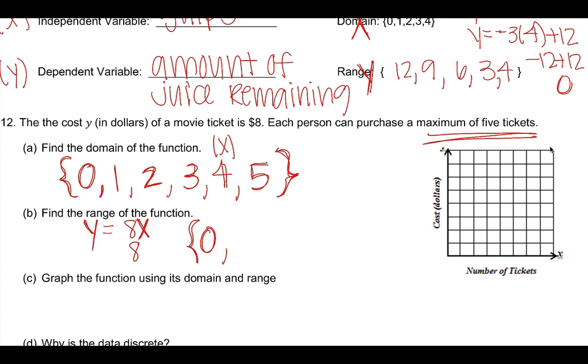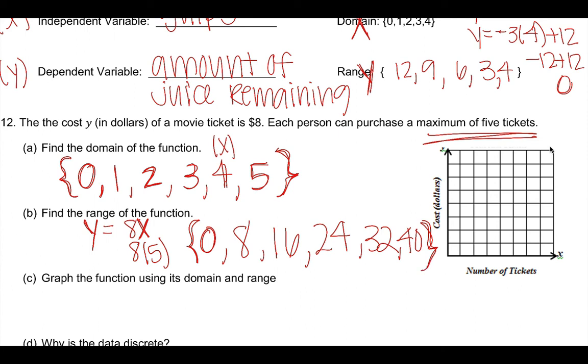What if I bought 1 ticket? 8 times 1 would be 8. What about 2 tickets? 8 times 2, 16. 8 times 3, 24. 8 times 4, 32. And then the last one, because 5 is the max number of tickets that I can buy. The problem told me that. 8 times 5 is 40. And close it off with your fancy brackets.